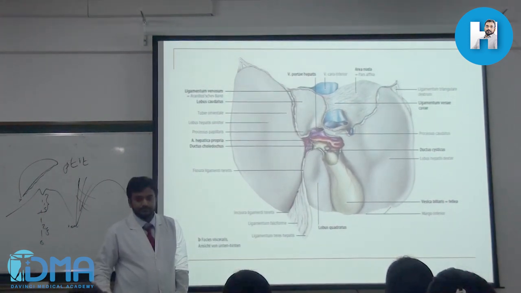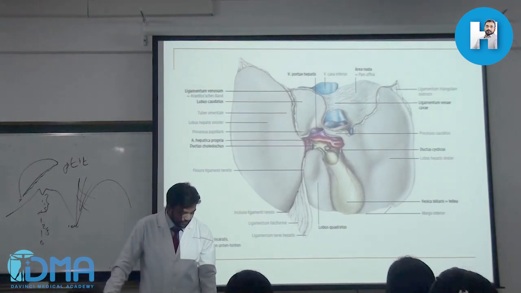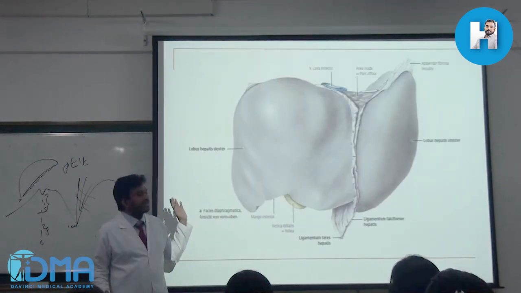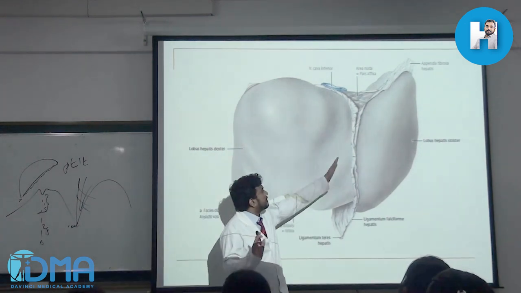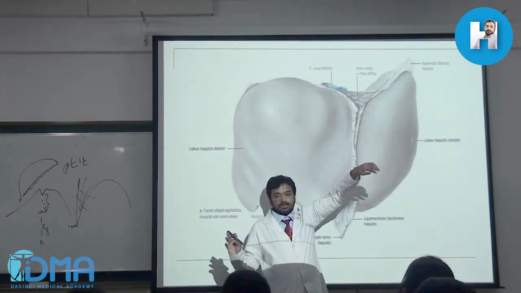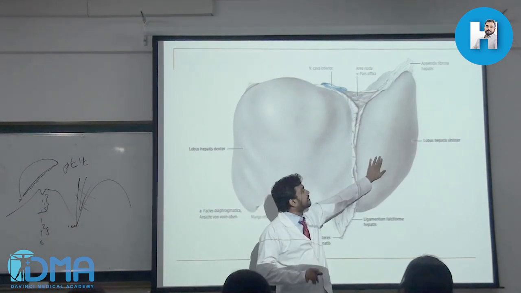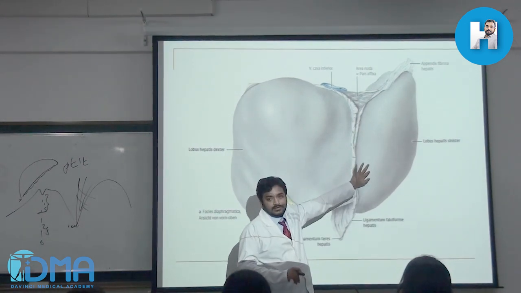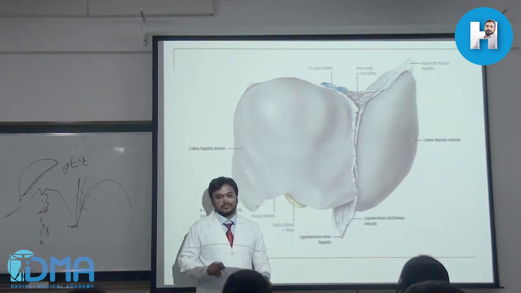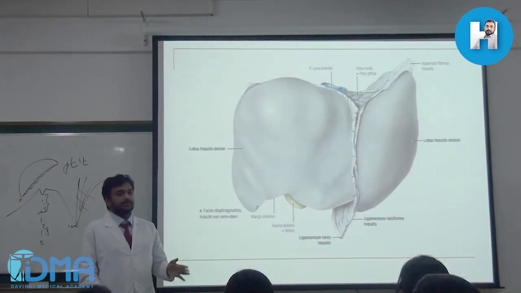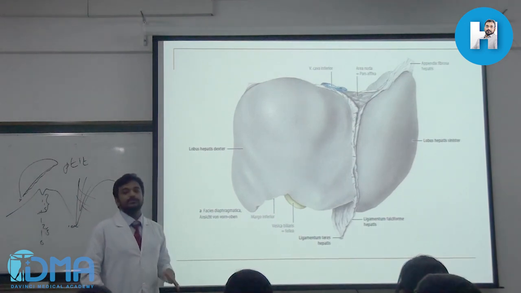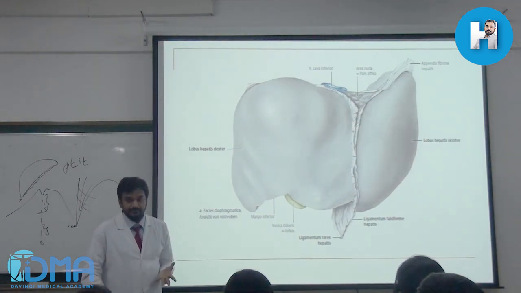Understood? Clear? So now you can see, conventionally in anatomy we say that after the falciform ligament separates the liver superiorly, superficially, this is called the left lobe and this is called the right lobe. But this is not a true classification, because the real lobe classification will come only after you check the blood supply.